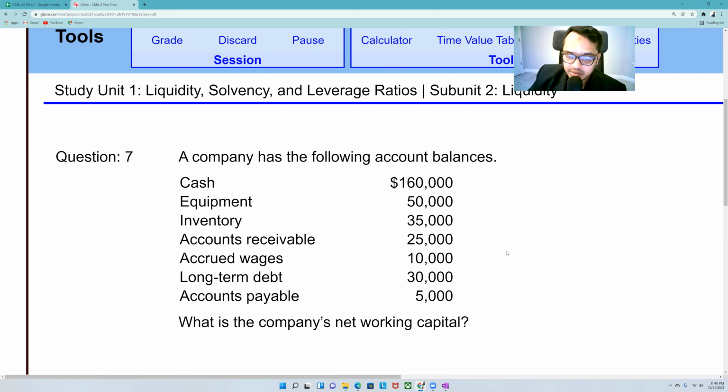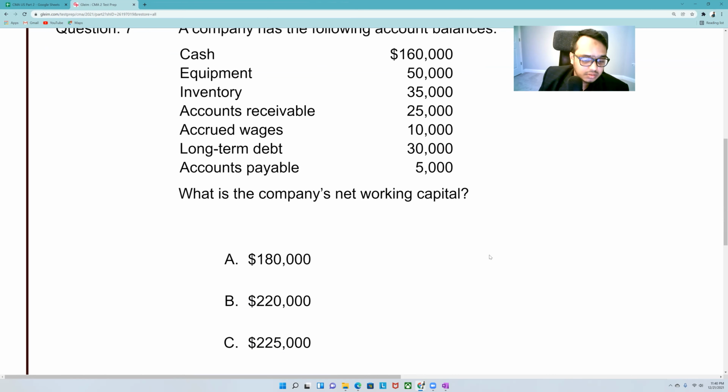Then accrued wages is 10,000. Long-term debt I'm not going to take, because that's long-term. Accounts payable is 5,000, I'll take it. So minus 15,000. How much is my net working capital? 365,000.